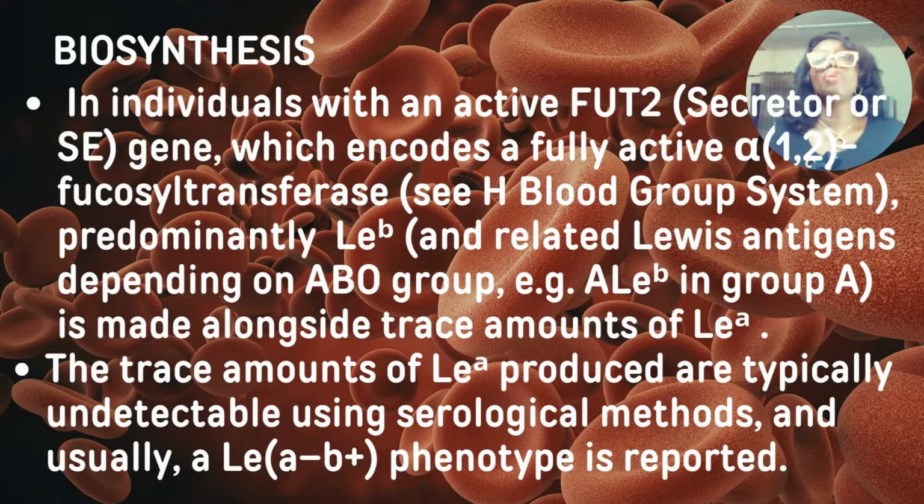So the phenotype of the individual concerned is Le(a minus b plus). Remember that for you to make Lewis B, you must first of all have a functional FUT1 gene, FUT2 gene, and then FUT3 gene. FUT1 gene codes for H antigen, FUT2 gene codes for the secretor status, that is the SE gene, and the FUT3 gene is actually the main Lewis gene.